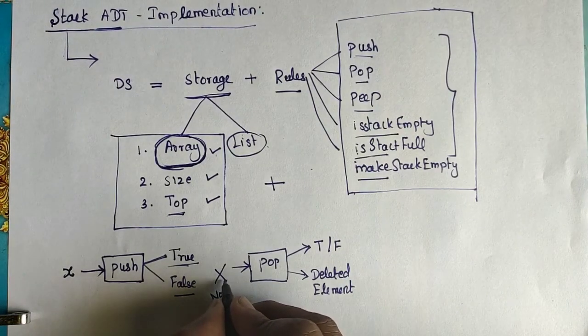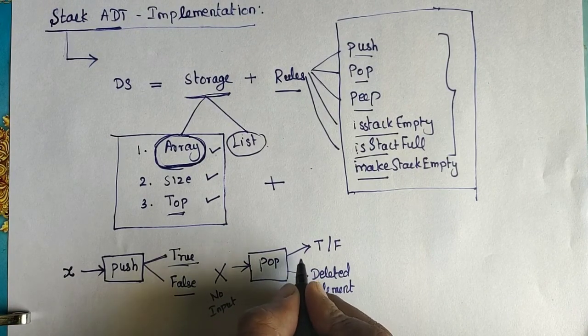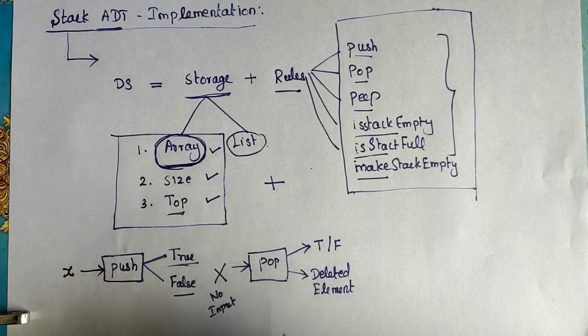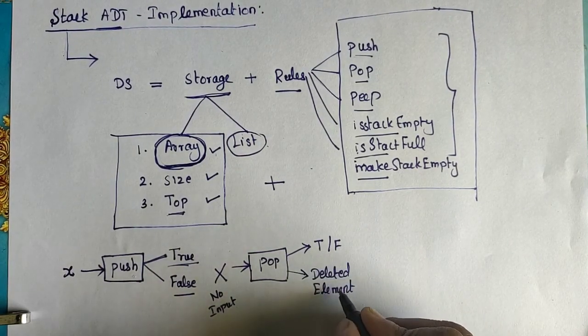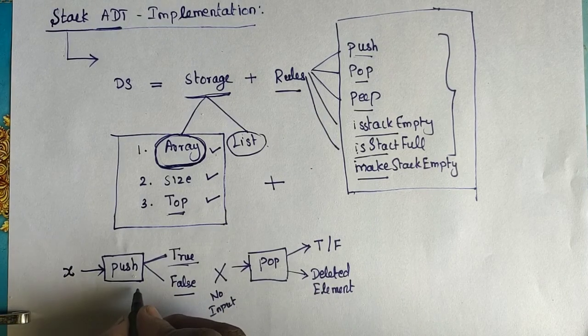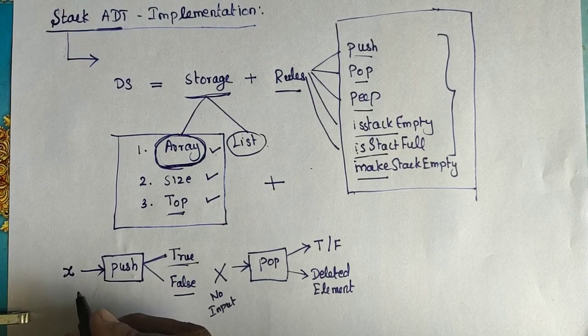So there is no input required for the pop, and two kinds of output we have to return from the pop. One is true or false, another one is the deleted element. But for push, there is only one output, true or false, and only one input, the element to be inserted.